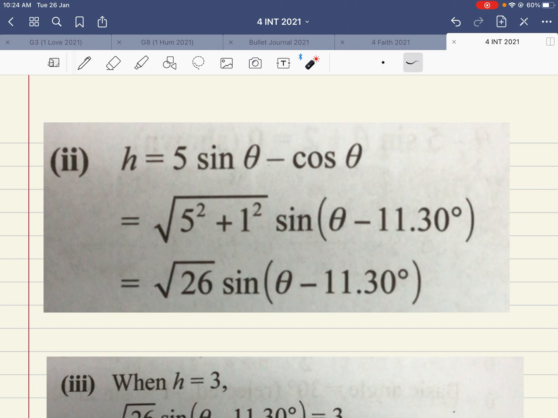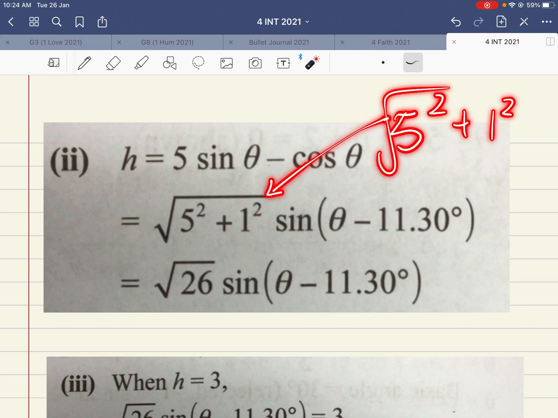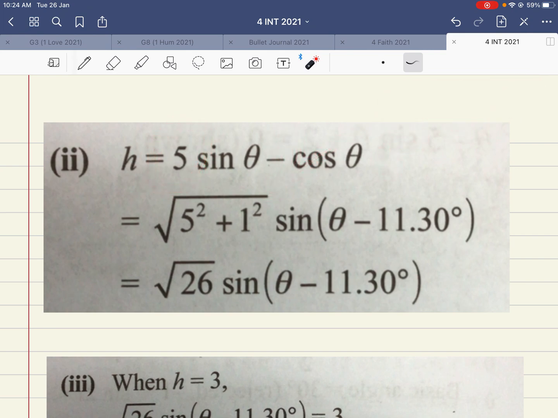Moving on to part 2, I've taken a snapshot directly from your ten-year series. What is expected from you is to be able to apply the R formula. So for this portion here it is the square root of 5 squared plus 1 squared. The 5 comes from here. The 1 comes from here. I would suggest you leave it as square root of 26. Do not evaluate this to 5 point something because it will lead to inaccuracy. So leave this one in surd form.